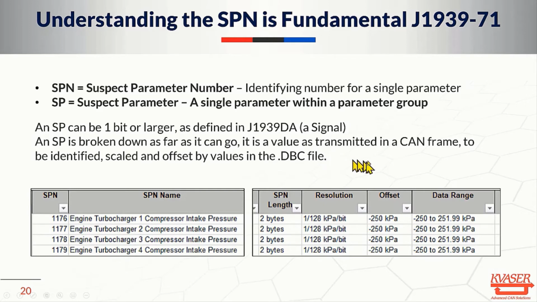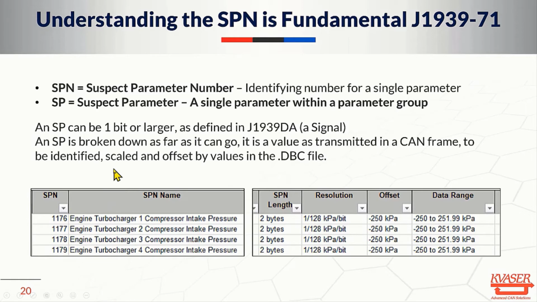It is the value as transmitted in a CAN frame. It is a signal. That's what we're calling it here. An SPN is a signal. So I've got some examples of 4 SPNs that all are within 1 PGN, and they're consecutive. Engine turbocharger 1 compressor intake pressure is a 2-byte signal, 1/128th kPa per bit. It's a pressure measurement. It's offset by 250 kPa, and that's the range. All right, the same with 2, 3, and 4. So that's just an example.